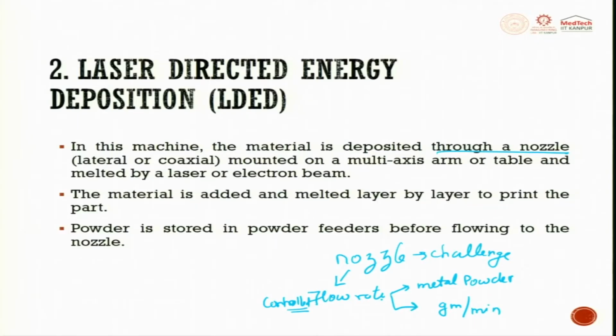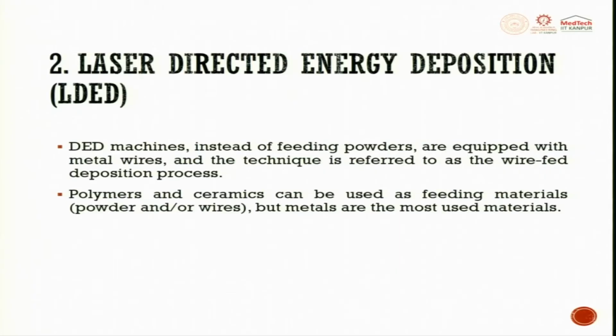Then this powder will pass through the nozzle and pass coaxially to the laser, then the laser will melt it and deposit it, and it is mounted on a multi-axis movement. You can have today a 5-axis robot or a machine to do this operation, with the nozzle getting fed through 5 axes, or a table, which melts by laser and electron beam. The material is added and melted layer by layer. The powder is stored in a powder feeder because the flow in the nozzle has to happen.